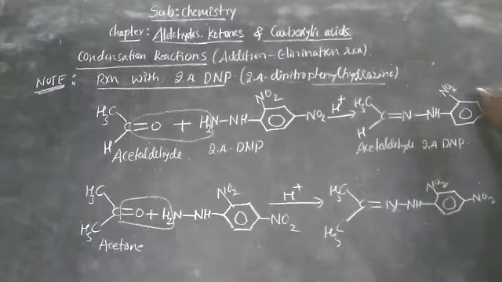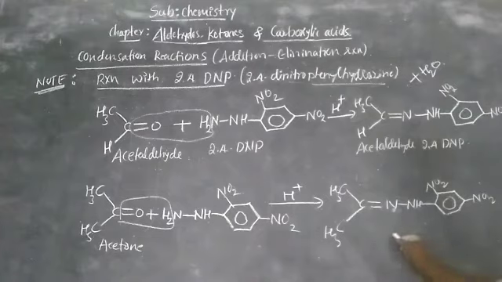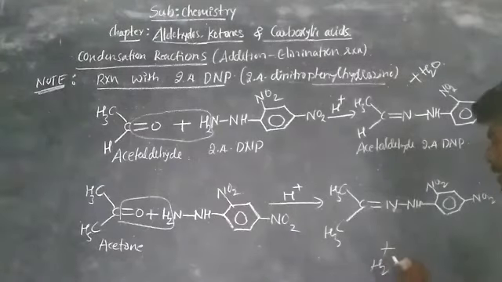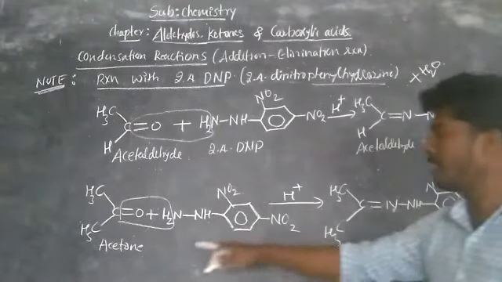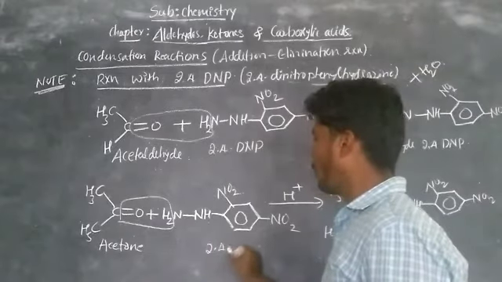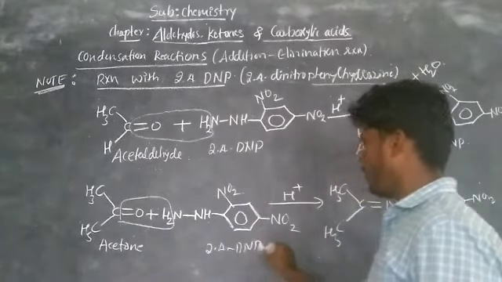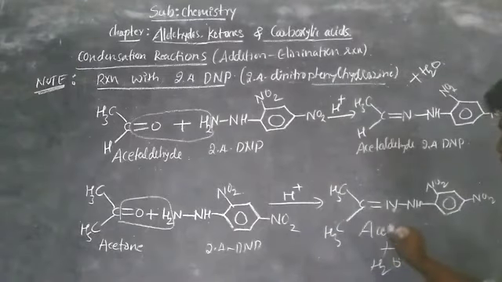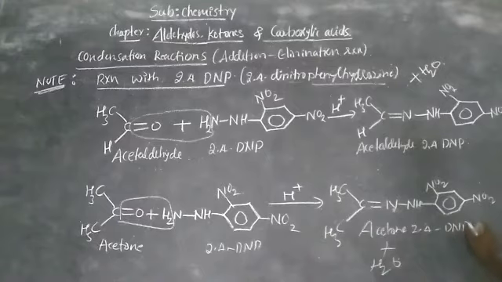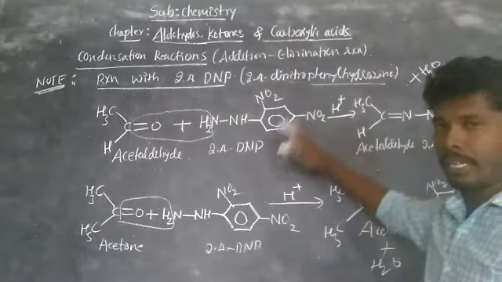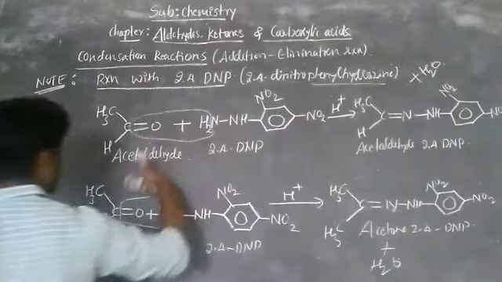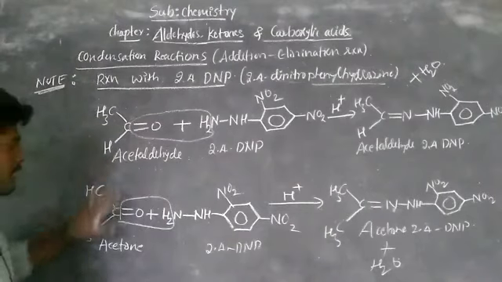Here also the elimination of water takes place. I forgot to write it here. Similarly here, write plus water is eliminated. So what is its name? Acetone 2,4 DNP, that is acetone 2,4 dinitrophenylhydrazone. So these are the reactions with 2,4 DNP. I am writing by taking only two examples, one for aldehydes and one for ketones.